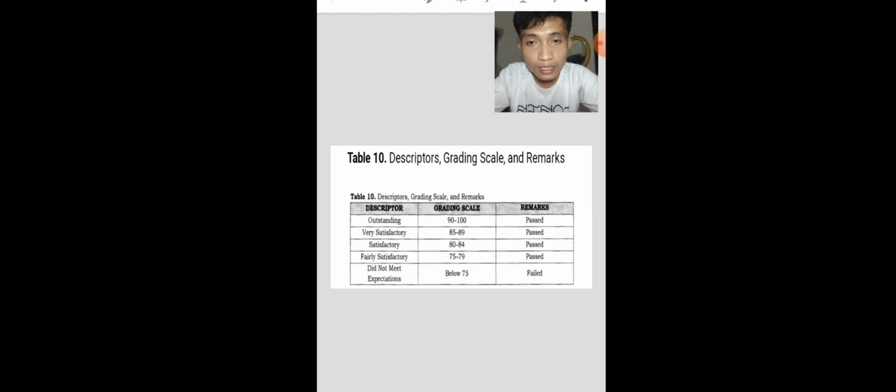So, table 10: these are the descriptors, grading scales, and remarks. We have here the descriptors: outstanding, very satisfactory, satisfactory, fairly satisfactory, and did not meet the expectations. The grading scale for outstanding is 90 to 100. Very satisfactory is 85 to 89. Satisfactory is 80 to 84. Fairly satisfactory is 75 to 79. Did not meet the expectations is below 75, or failed.